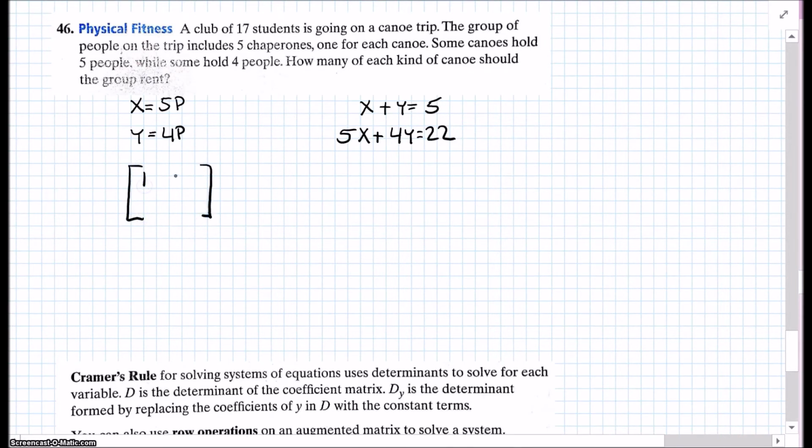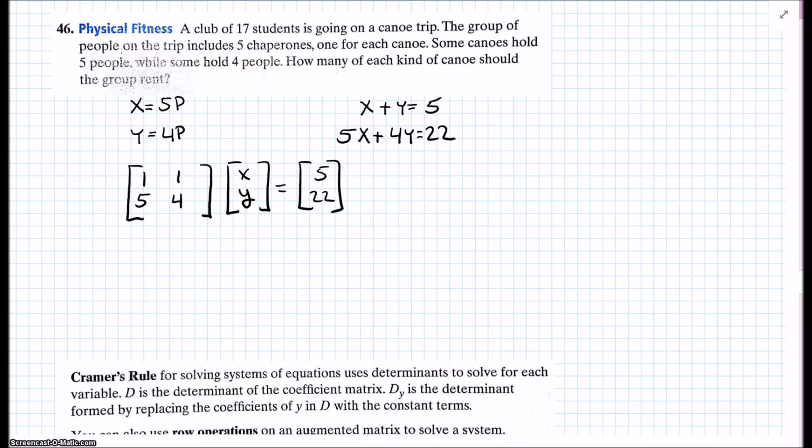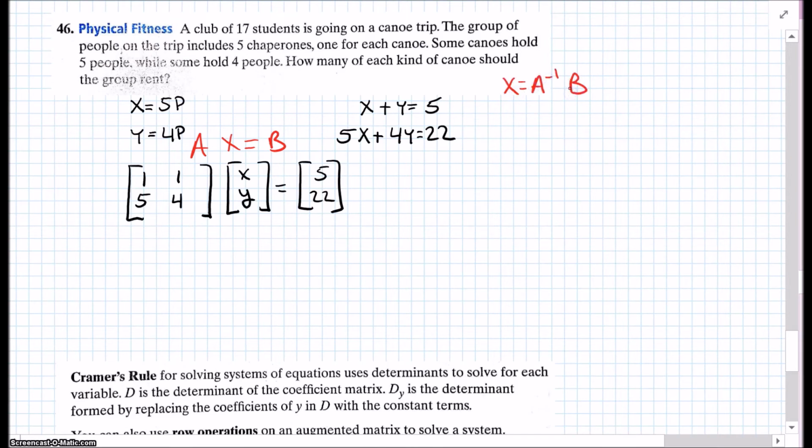That would be 1, 1, 5, 4. My variable matrix is just X and Y, and then my constant matrix would be 5 and 22. Since that is set up, if we remember, we talked about this being AX equals B. And if that holds true, X equals the inverse of A times B. So now let's go find the inverse of A.